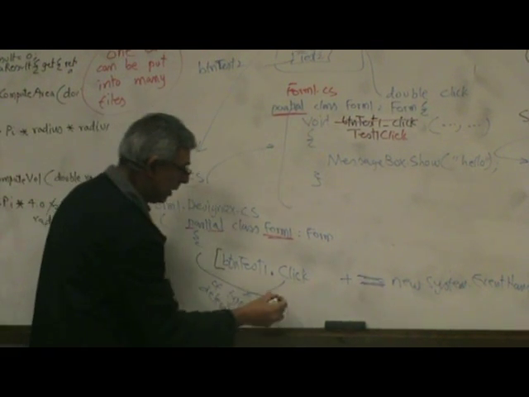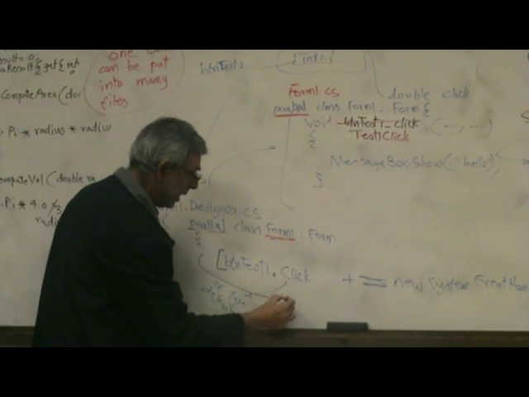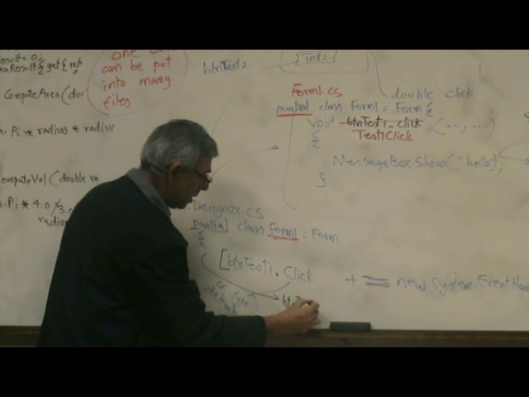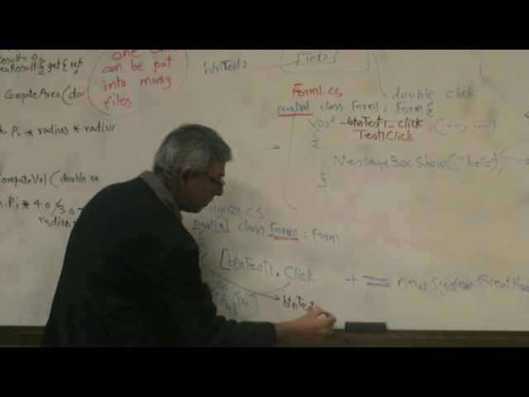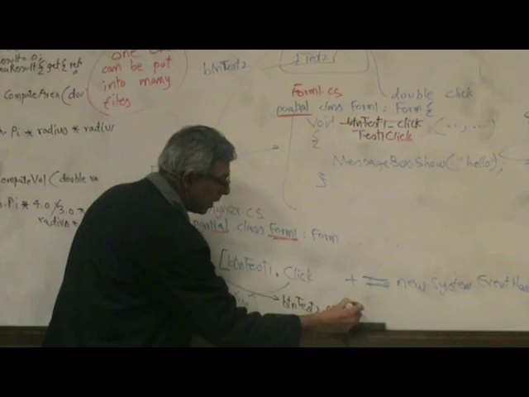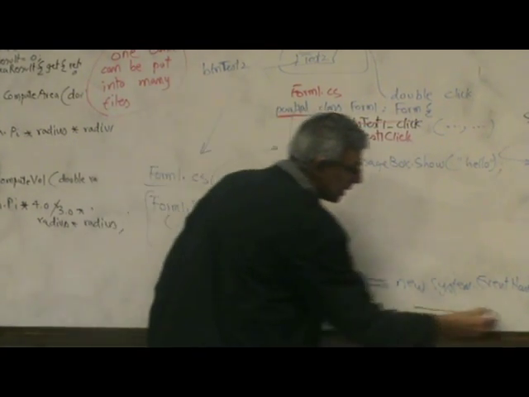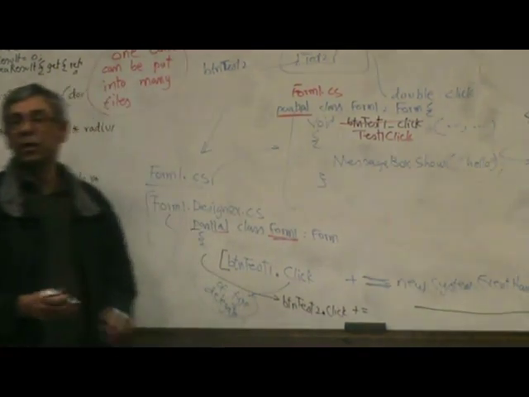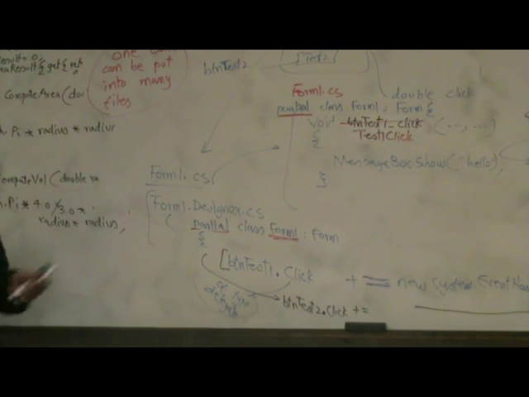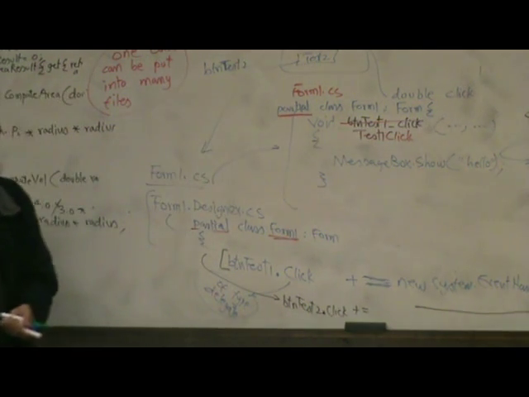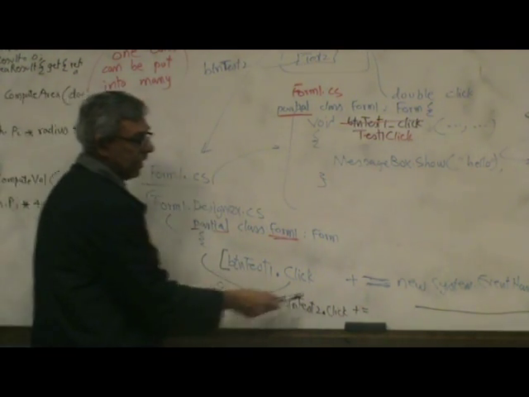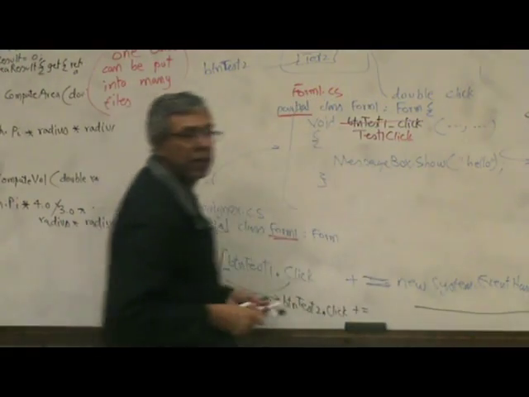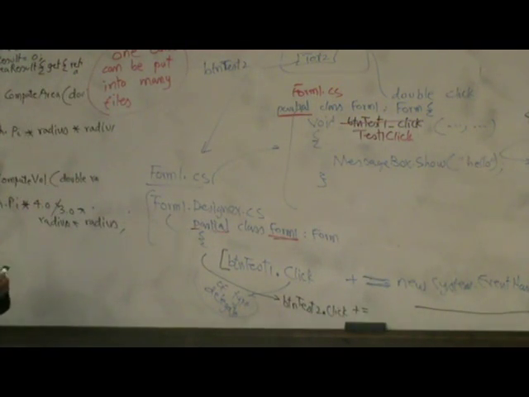Okay, and then what will I do? Make this btn test2.click plus equal to, and this stays exactly the same. So now what will happen if you click on test2? What's this delegate saying? Call this function, right? So we'll call this function, okay?